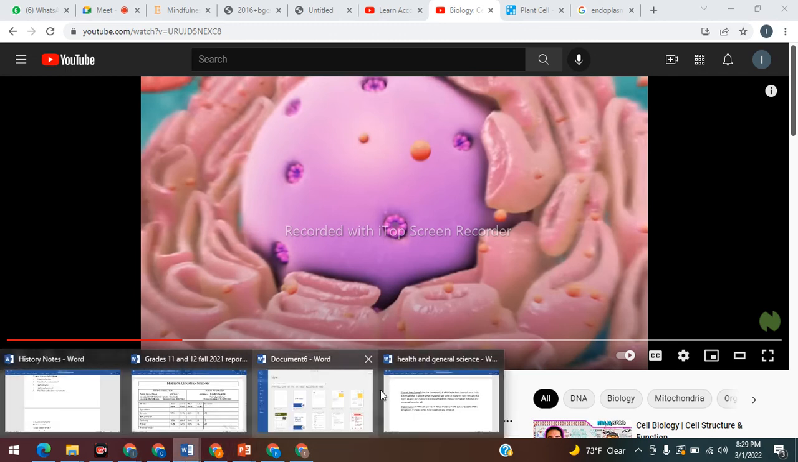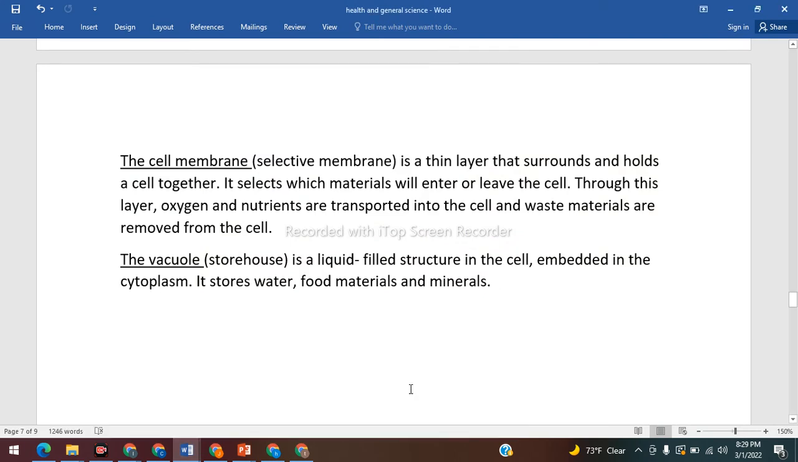What happened is, if plant cells and animal cells never existed, then we wouldn't have been surviving. We wouldn't have been alive. The animal cell is inside of you, the plant cell is in the plant.